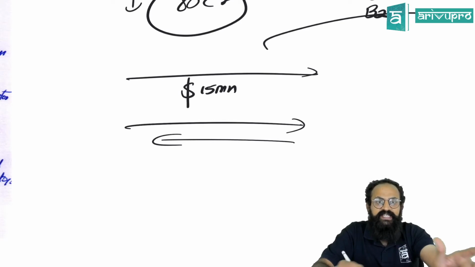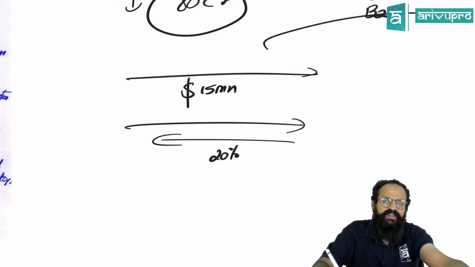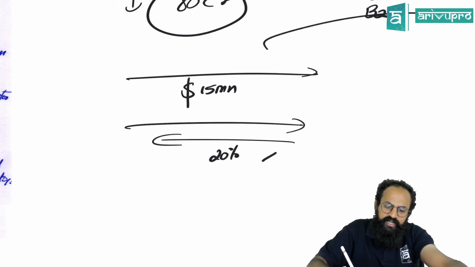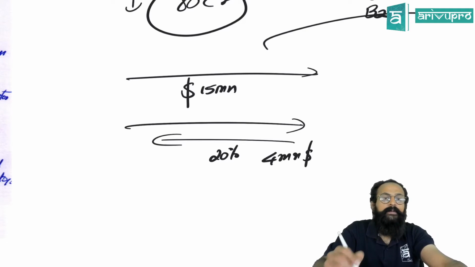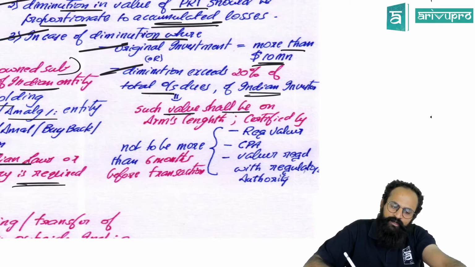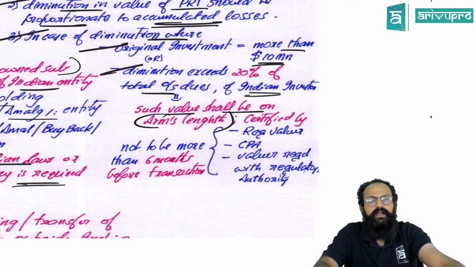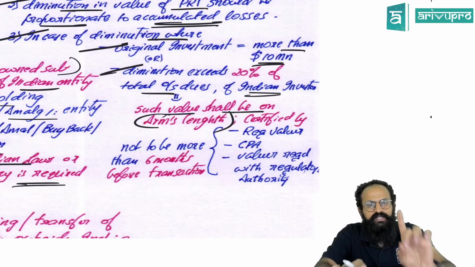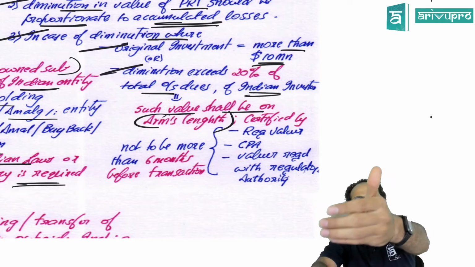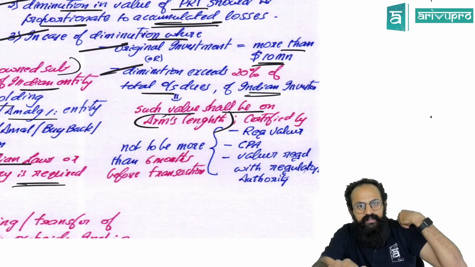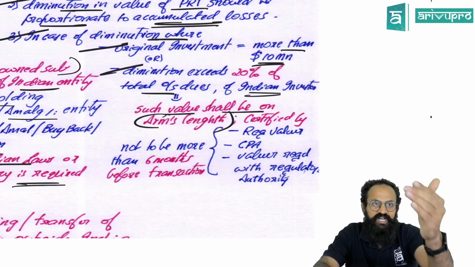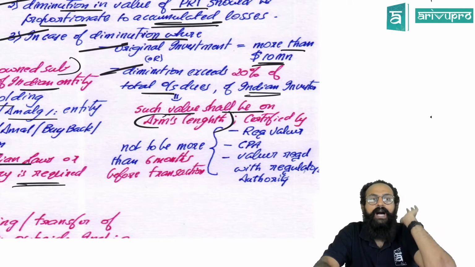Sir, if the diminution exceeds 20%, imagine we have invested $15 million, so the diminution is exceeding 20%. Let us take, for example, they want to reduce $4 million. Sir, in this case, such value shall be on arm's length basis. Meaning, if I have invested more than $10 million, and the reduction is more than 20% of the total outstanding dues, whatever I have given you, you are reducing more than 20%, in such cases such reduction has to be on arm's length basis.